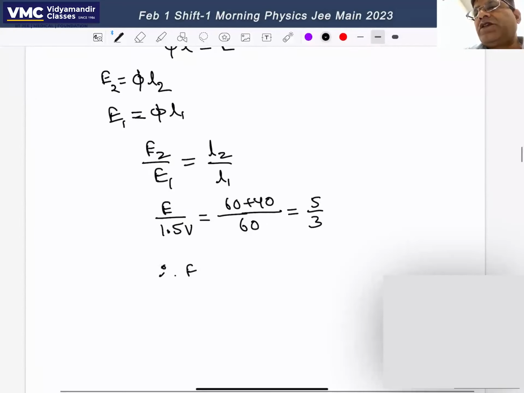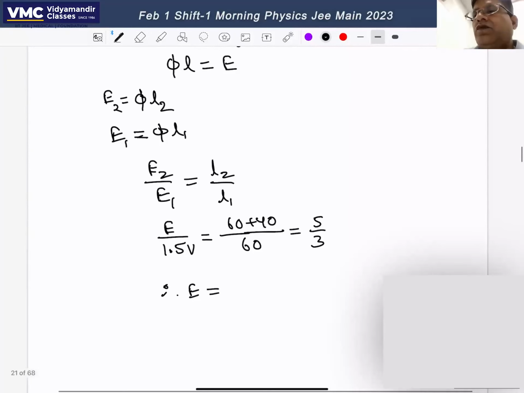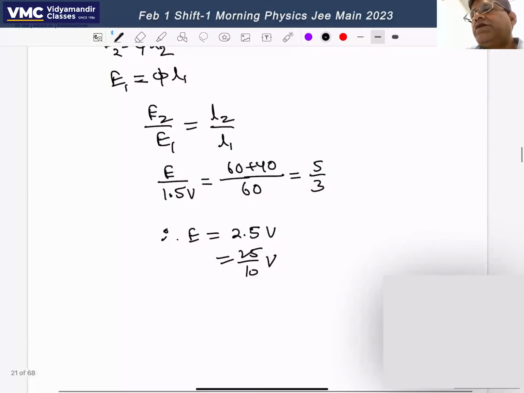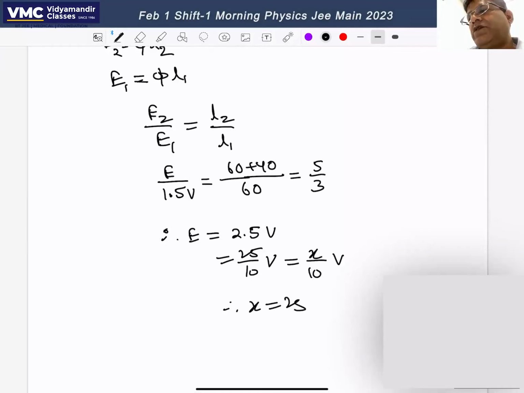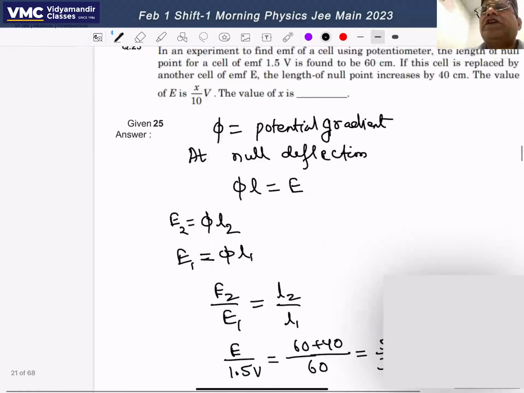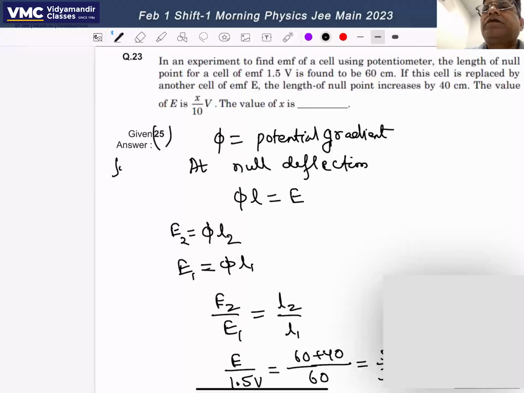So from here this E equals 2.5 volt, that is 25 by 10 volt, which is nothing but x by 10 volt. So from here x is 25. So its answer will be 25. So the answer is 25.